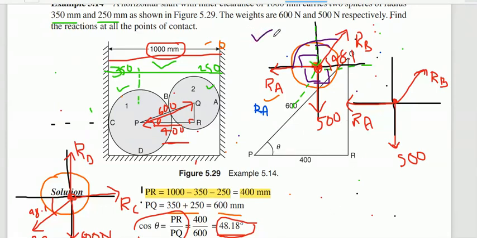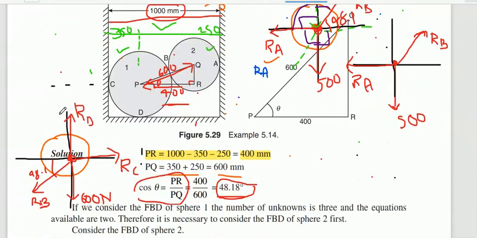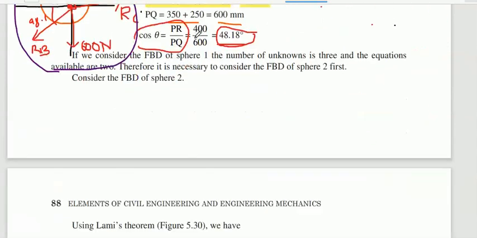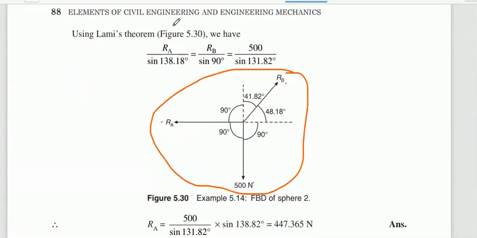That is the free body diagram of sphere 2. We can't apply Lami's theorem for this. Why? Four forces are there. So for sphere 1 you need to apply the equilibrium condition. For sphere 2 you need to apply Lami's theorem. Where there are minimum unknowns, you consider that free body diagram first. So we are going to consider the free body diagram of sphere 2 and apply Lami's theorem.